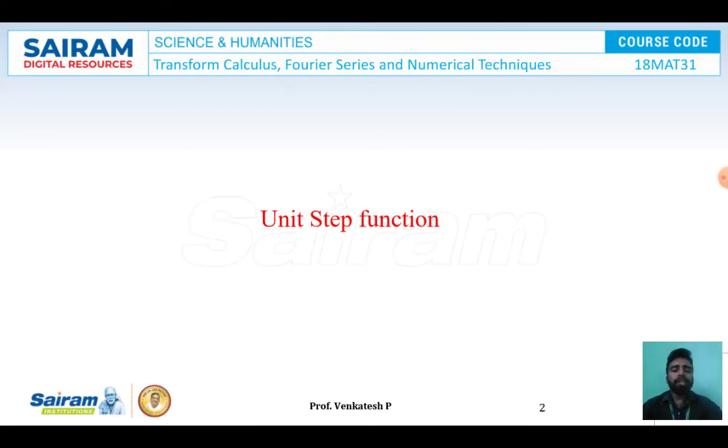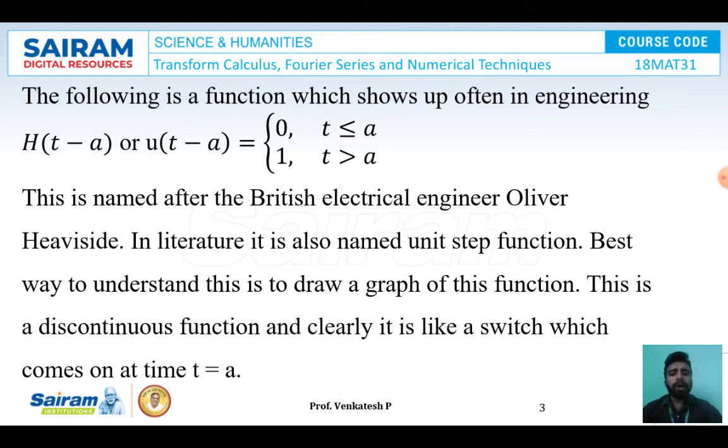What is a unit step function? This function is also called the Heaviside function. The following is a function which shows up often in engineering, that is h of t minus a or u of t minus a, equal to 0 for t less than or equal to a and 1 for t greater than a. This is named after the British electrical engineer Oliver Heaviside. In literature, it is also named the unit step function.